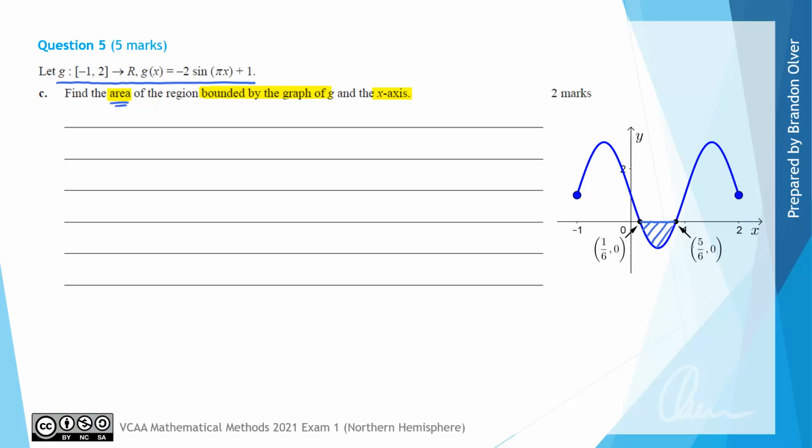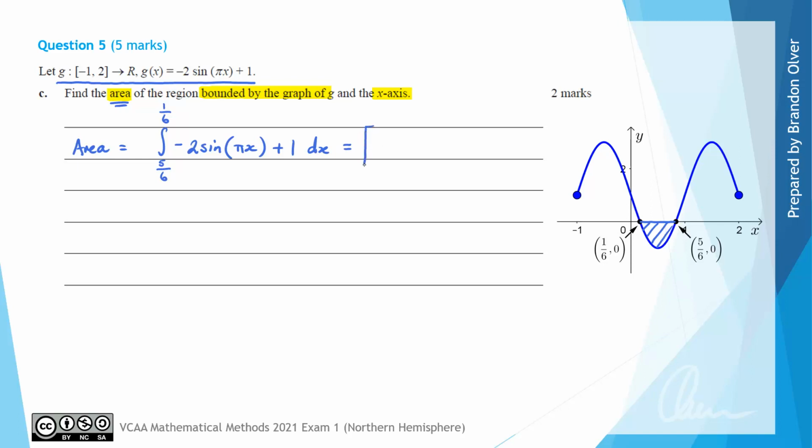So we're going from 1 on 6 to 5 on 6. So we're finding the area between the x-axis and the graph between 1 on 6 and 5 on 6. So that area is going to equal the integral, and because the area is below the x-axis, we need to account for that. So to do that, I'm actually going to swap the terminals in this example. So we're actually going to go from 5 on 6 to 1 on 6 of the function g of x, which is minus 2 sine of pi x plus 1, with respect to x.